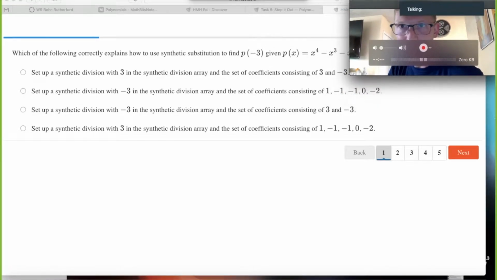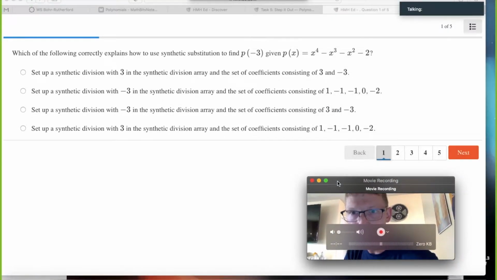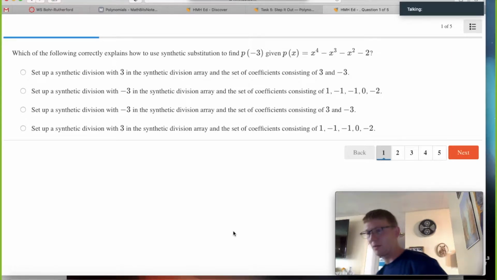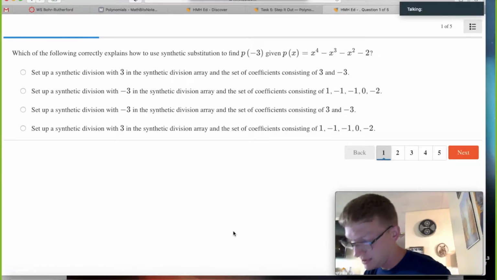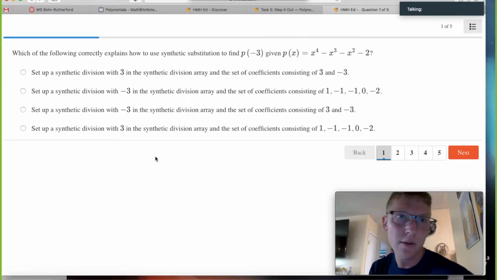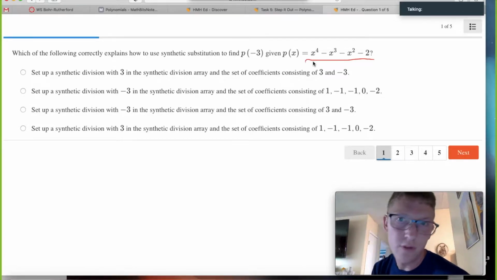So remember, this is about dividing polynomials and synthetic division. So here's my chance to figure out whether or not I learned anything from this lesson, because it's synthetic division. Which of the following correctly explains how to use synthetic substitution to find p of -3, given p of x equals all of that? So this is just a conceptual question.